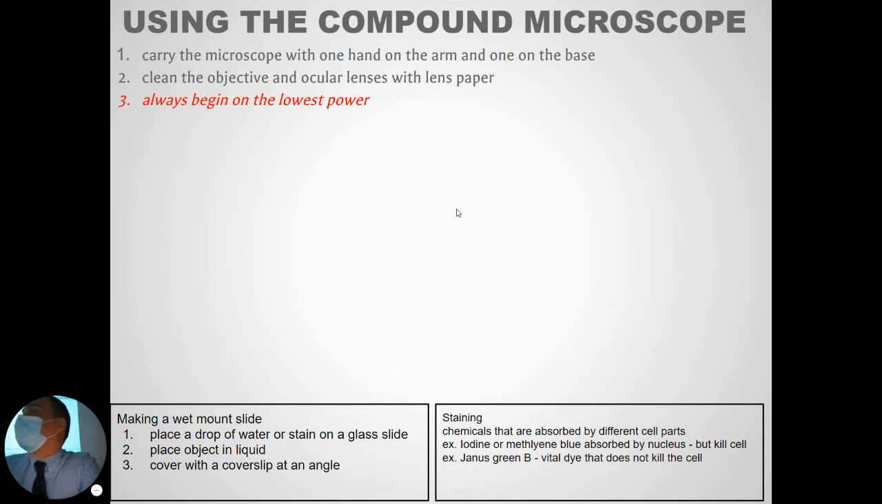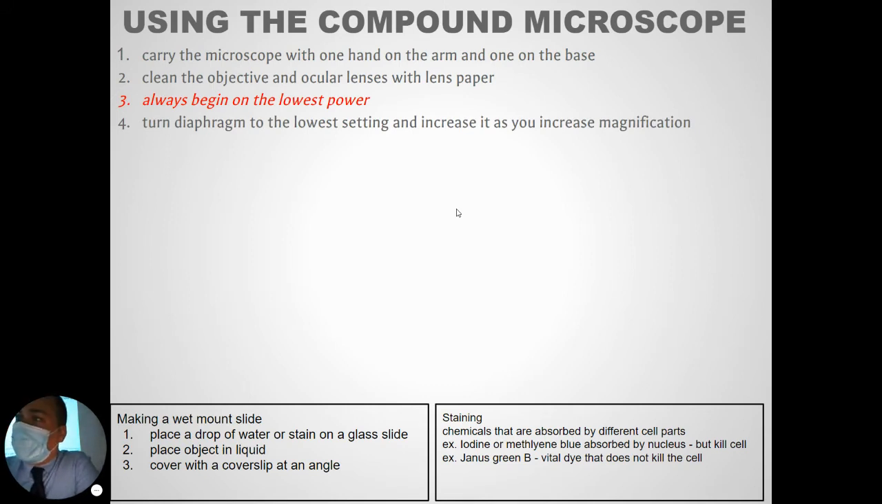You have to make sure they're clicked in. You could probably hear that. Sometimes people switch to one and it's not quite clicked in and they don't see anything. So you just want to make sure it's clicked in and in place. So to see something, you always start at lowest power.